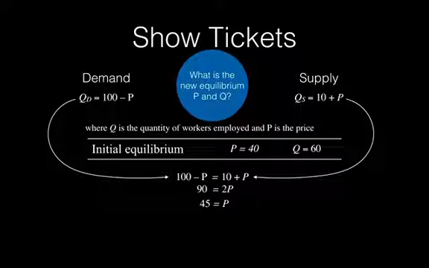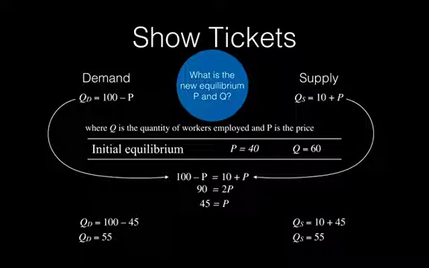We place that equilibrium price back into the demand and the supply curves. So we get 100 minus 45 is equal to 55. And for the quantity supplied, it is 10 plus 45, which gives us 55. So the new equilibrium price, given the supply shock, the supply curve shifting to the left, is now equal to $45 per ticket, and the equilibrium quantity is equal to 55.